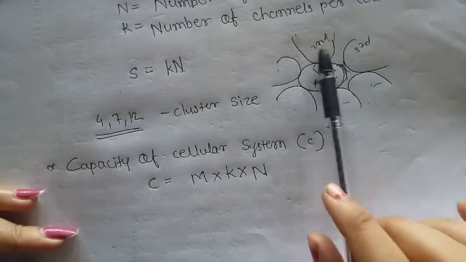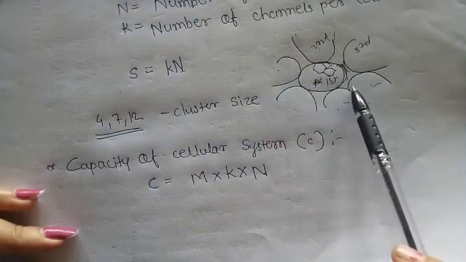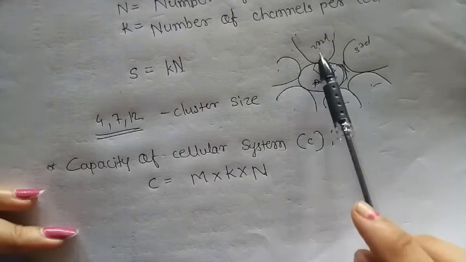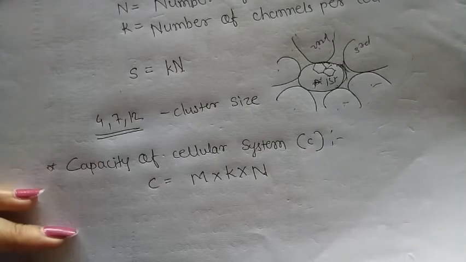We replicate the cluster M number of times. How many times we replicate the cluster? Here M is equal to 1, 2, 3, 4, 5, 6, 7, which means M is equal to 7. How many times we replicate the cluster is called M.